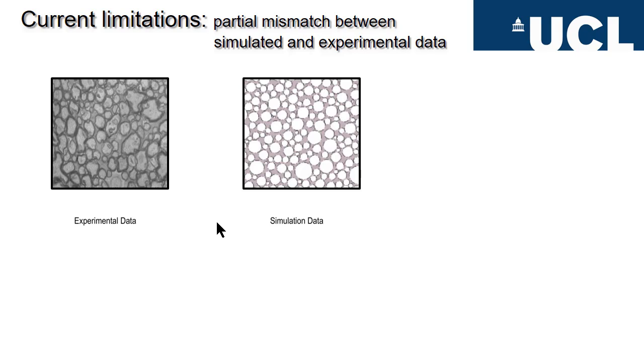A commonly known limitation of working with simulations is that they cannot always fully replicate all the physical phenomena in the real world. And so here, for example, we show on the left an electron microscopy slice through white matter, while on the right, we show an example of a simulated tissue that we use for training. So a simple visual inspection reveals differences between the two.